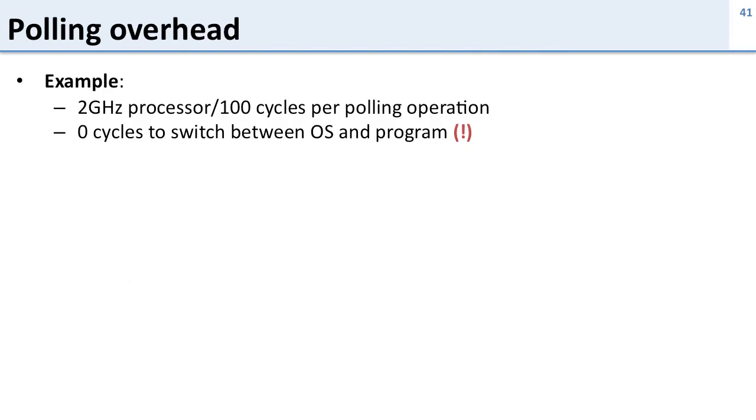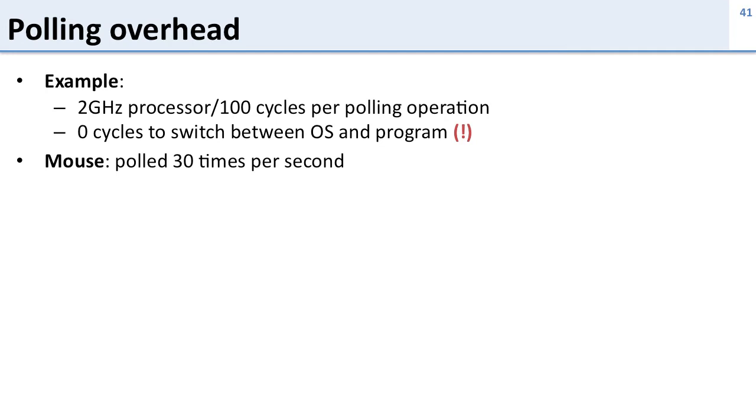Let's take a look at some of the overheads we can expect from polling. So here we have a 2 GHz processor, and we're going to assume it takes 100 cycles per polling operation. We're also going to assume that switching between the operating system and the program is free. So it takes 0 cycles to switch to the operating system to check.